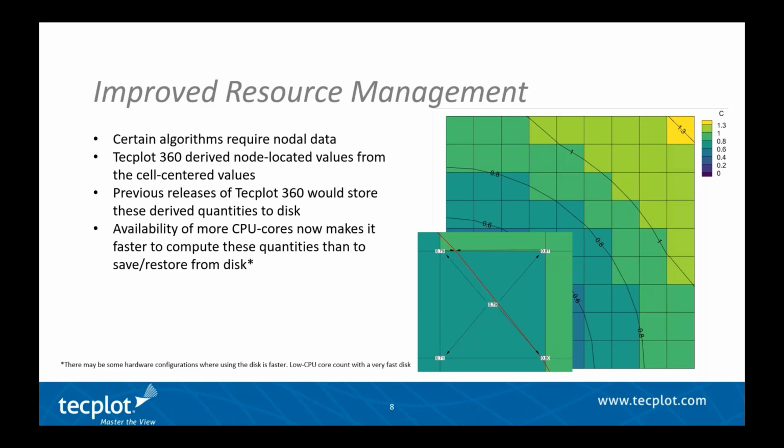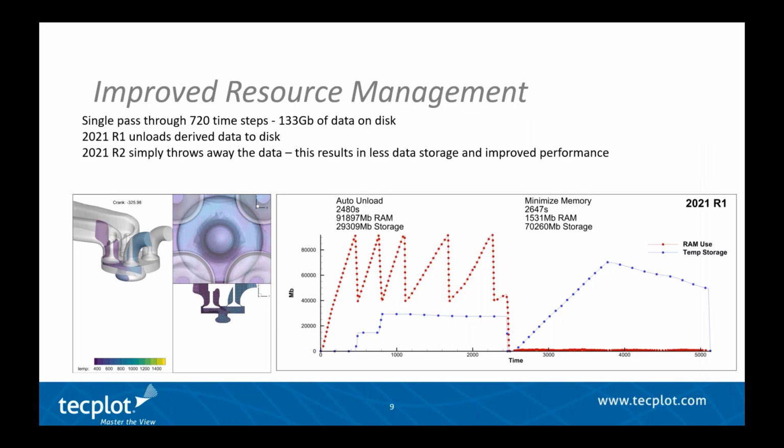So we did some tests, and we'll show you some of the results of the tests here and the performance gains that you'll receive. Our first test was we took a data set from our partners at Convergent Science. It was 720 time steps, and it represented about 133 gigabytes of data on disk. In the plot on the right here, the red line represents how much RAM was being used during this animation, and the blue line represents how much data was being stored on disk in temporary storage. So this is primarily those nodal values that I was talking about.